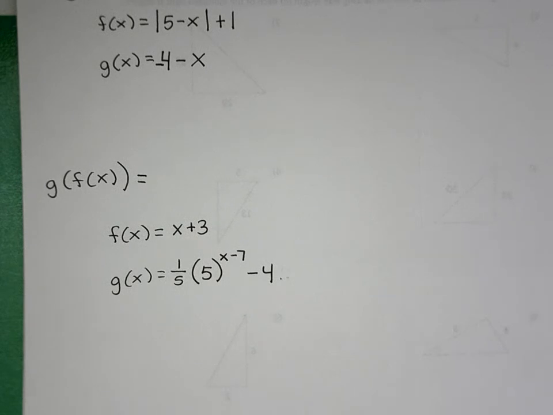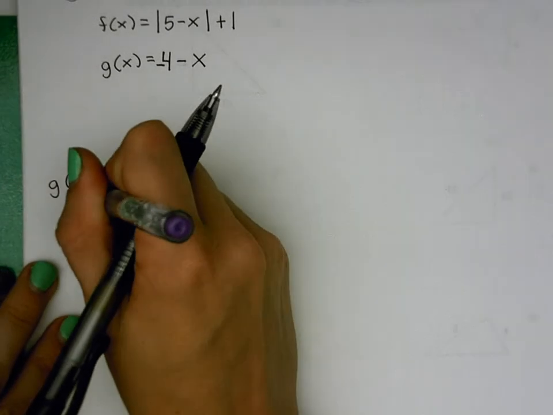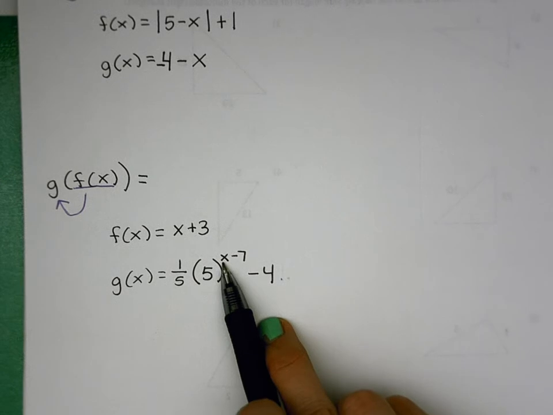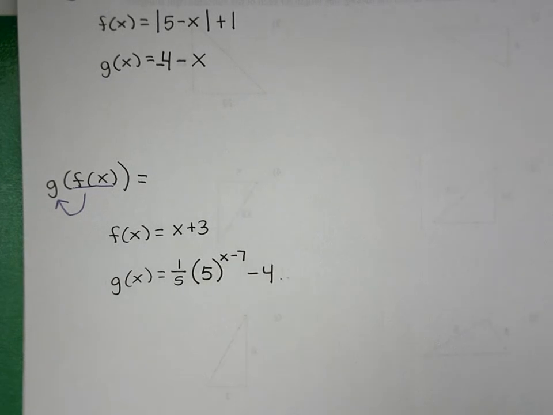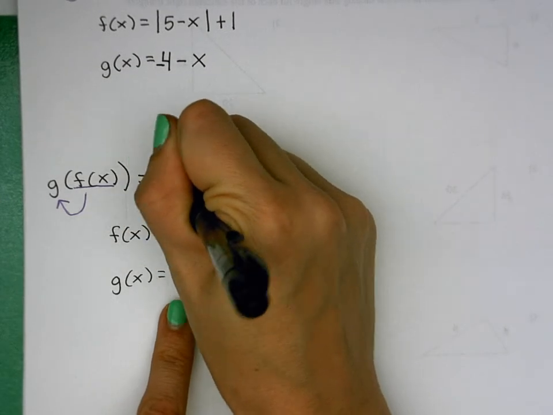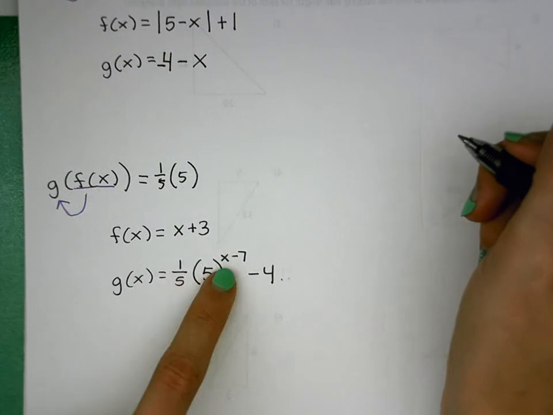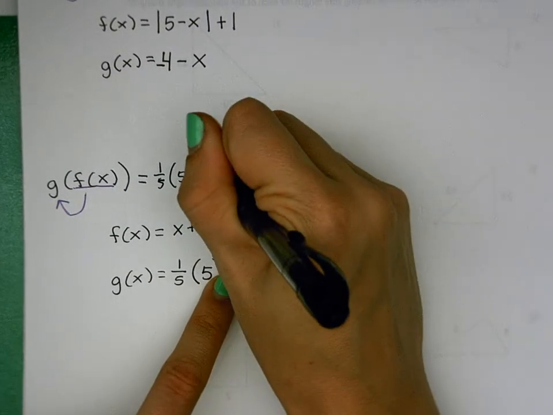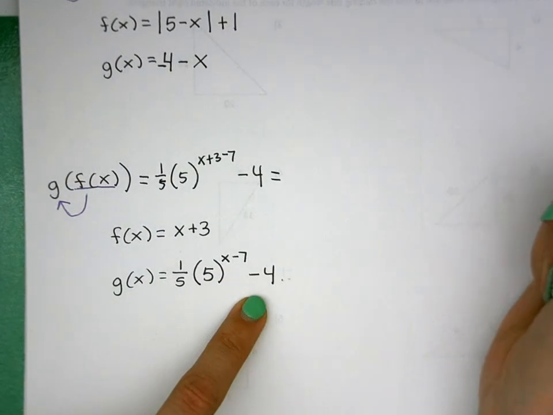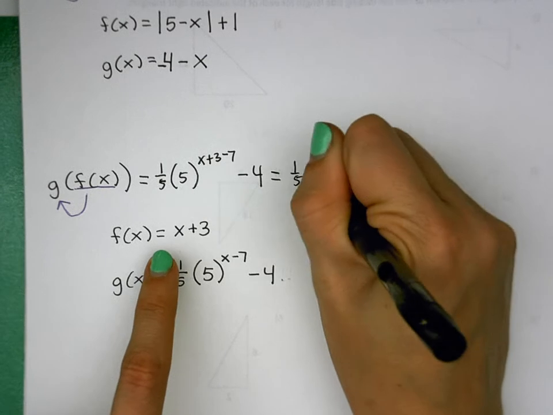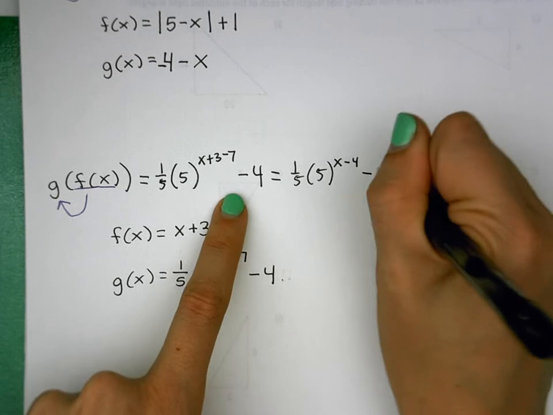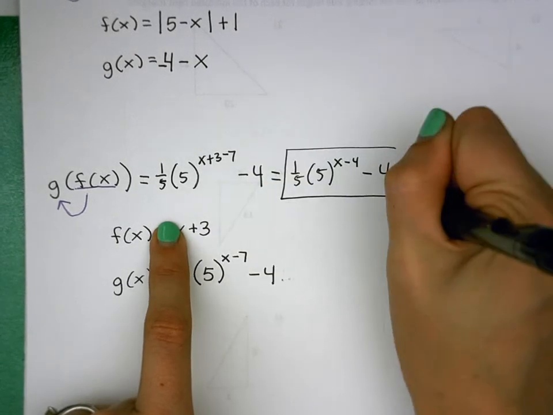Okay, so this one, f of x, is getting plugged into g. Okay, and so thankfully in this one, notice where the x is. It's not behind a minus, so we're going to plug in just kind of free will. So we have 1/5 times 5 to the, and I'm plugging x plus 3 in, so x plus 3 minus 7 minus 4. Which is 1/5 times 5 to the x, 3 minus 7 is negative 4, minus 4. Okay, and there you go.